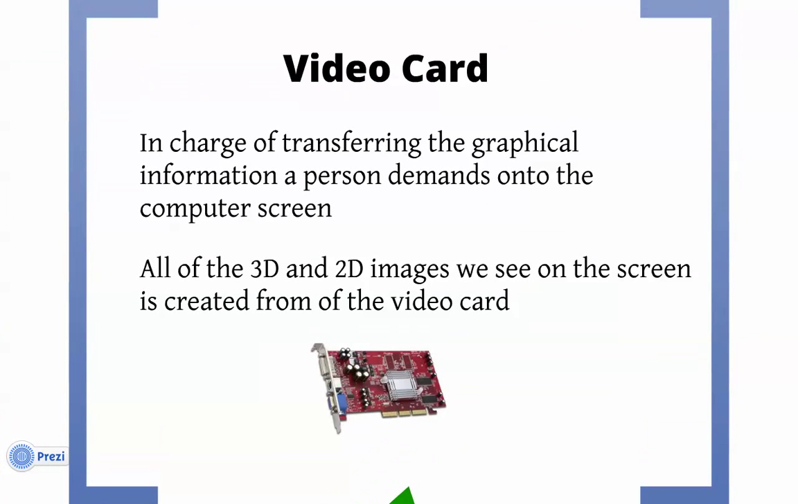And then lastly, we have the video card. Everything you see on the screen is because of the video card. It transfers the input into 3D and 2D images. So if you type in GH, for example, on your keyboard, it shows on the screen that you typed GH.